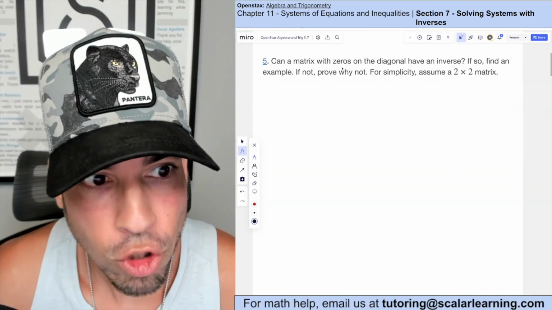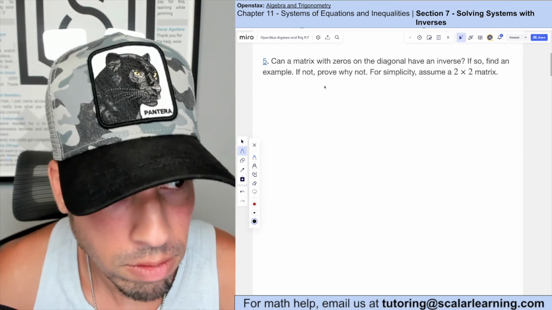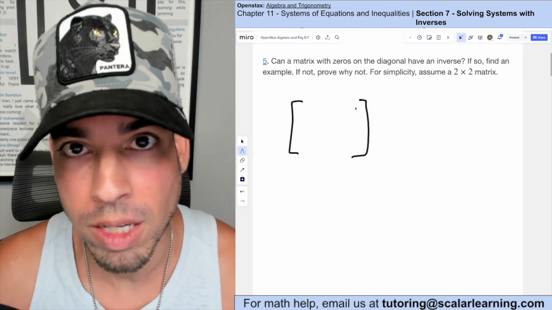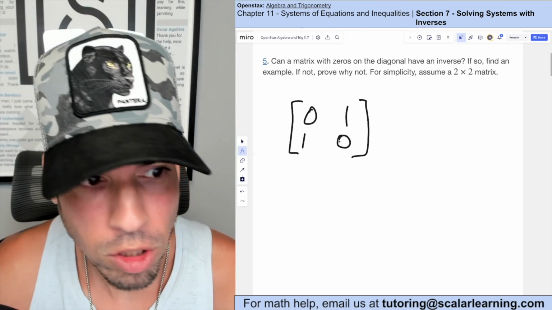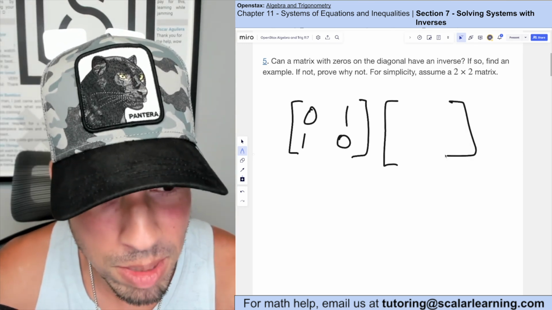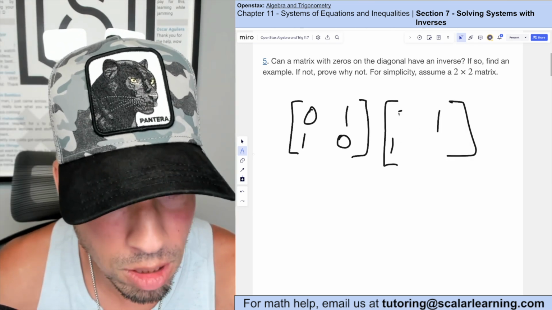Done. Can a matrix with zeros on the diagonal have an inverse? And to this, I would say yes. And I'm going to show you why with the example they give in the back of the book. If we take this matrix, for example, this does have an inverse. But the inverse happens to be this exact identical matrix.